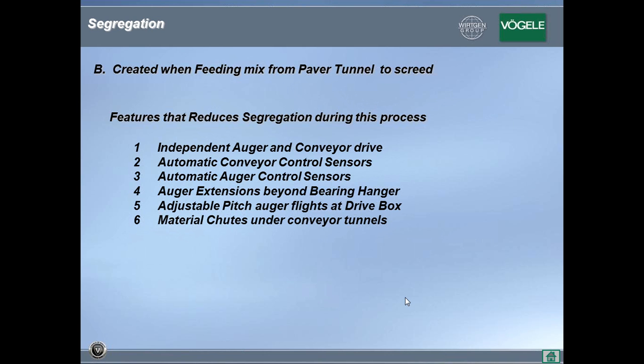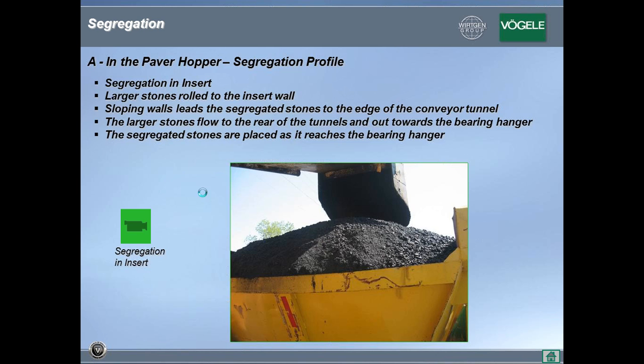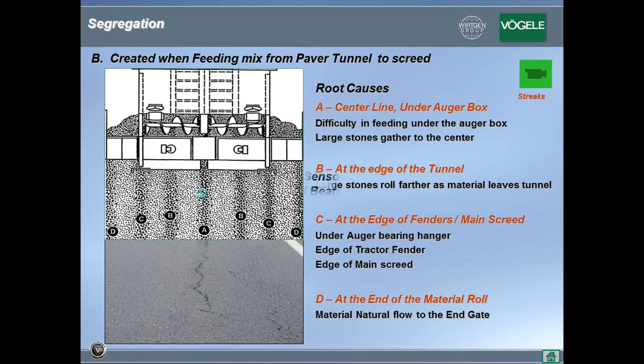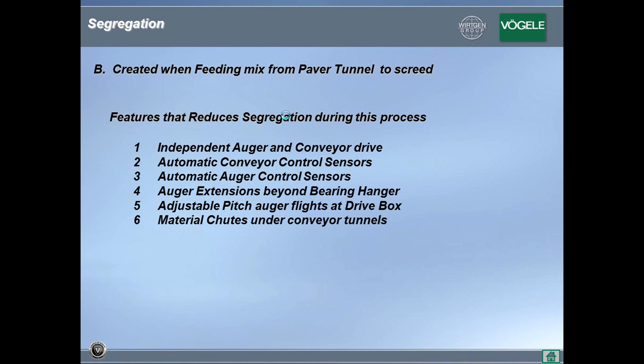So how do we address some of these forms of segregation? These are generally features that are designed on the tractor and the screed to minimize those types of segregation. Independent auger and conveyor drive is one typical feature on today's designs. Most pavers have now eliminated the flow gate and allow the operator to independently control the auger and conveyor to better balance his head of material. Automatic conveyor sensors and automatic auger sensors should be functioning to allow the amount of mix delivered to equal the amount of mix laid by the screed.